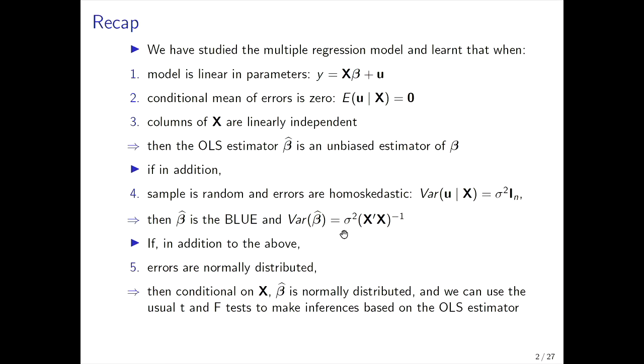So as far as the properties of the OLS estimator are concerned, if we have heteroskedasticity, the OLS estimator is still unbiased, but it's no longer the best linear unbiased estimator, and the formula for the variance of beta hat is no longer given by sigma squared (X prime X) inverse. So that's the consequence of hetero for the properties of the OLS estimator. What about the implications of hetero for hypothesis testing?